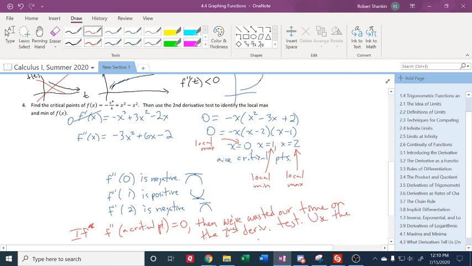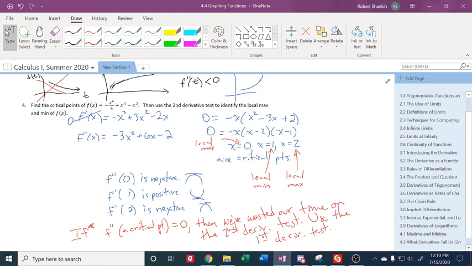Use the first derivative test. When you get f prime prime of a critical point being 0, it gives you no information about whether it's a local max, a local min, or neither.